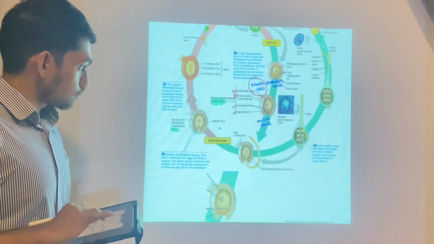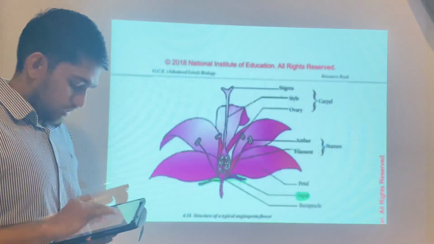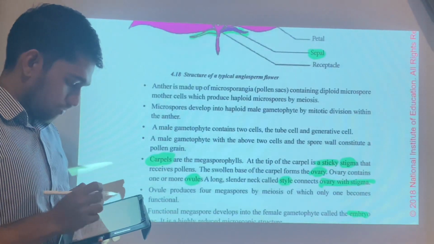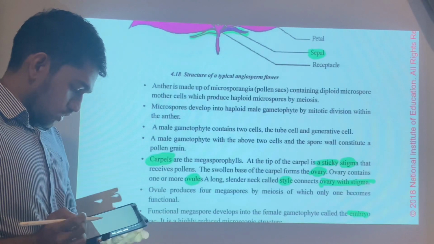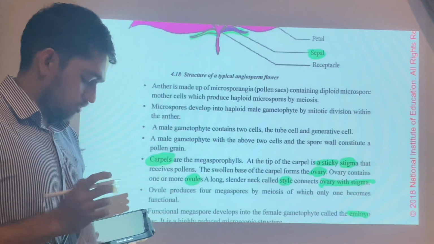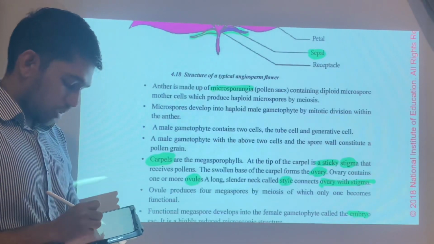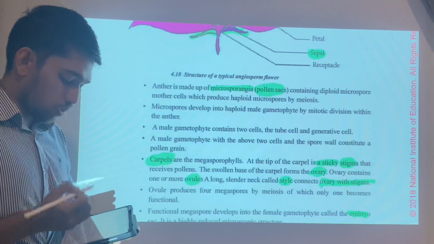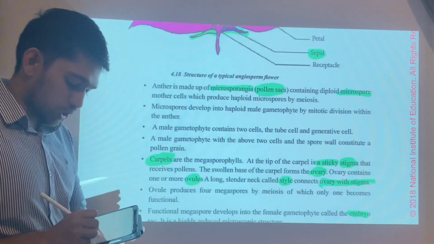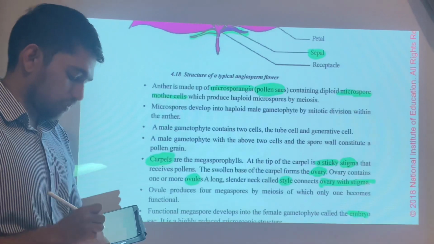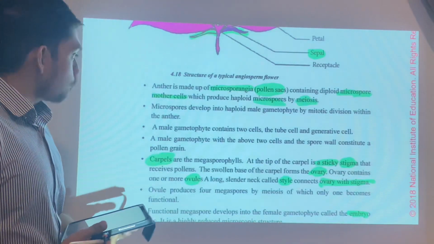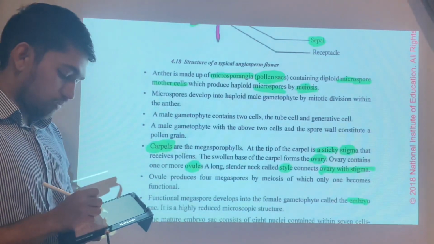Let's quickly go through what is there in the resource. We stopped here, talking about the anther. The anther is modified microsporophylls. It has microsporangia, which have a special name, pollen sacs. Inside microsporangia, you have microspore mother cells. They will produce microspores by meiosis. Microspores will develop into male gametophytes.